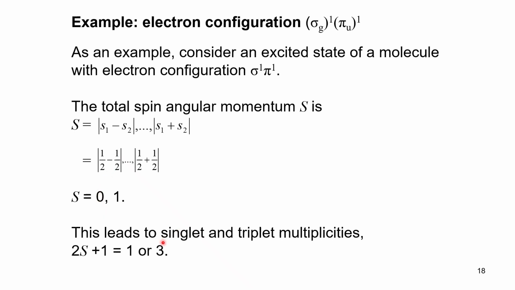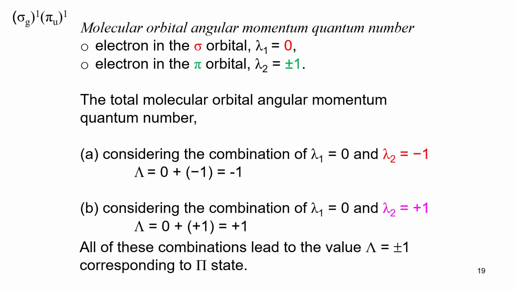This leads to a singlet and also a triplet multiplicity after you substitute the values of 0 as well as 1 into the multiplicity determination. So you have 2S plus 1 equals 1 or 3.